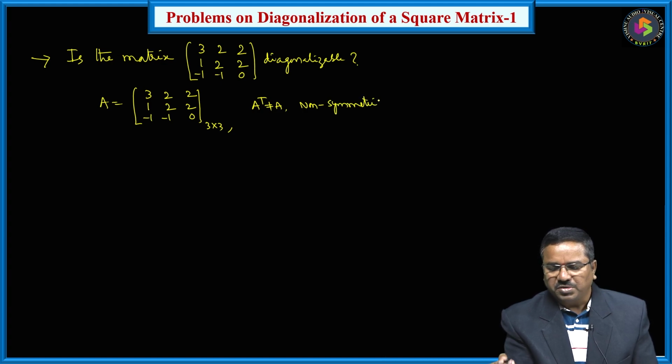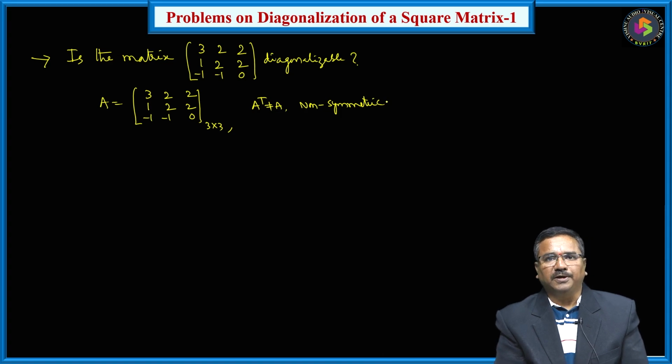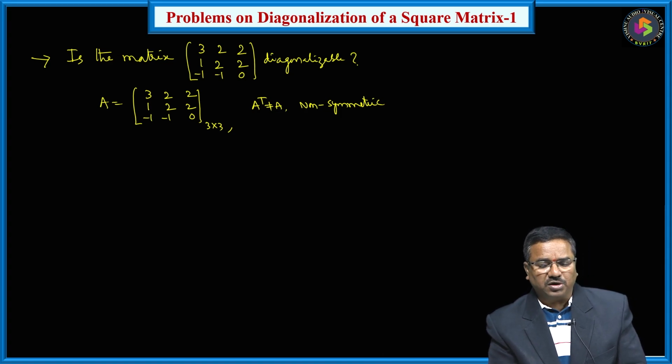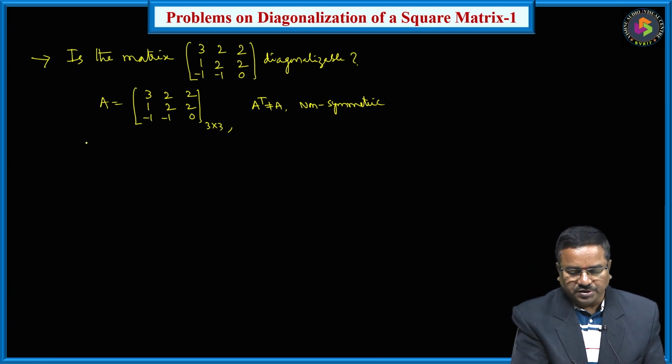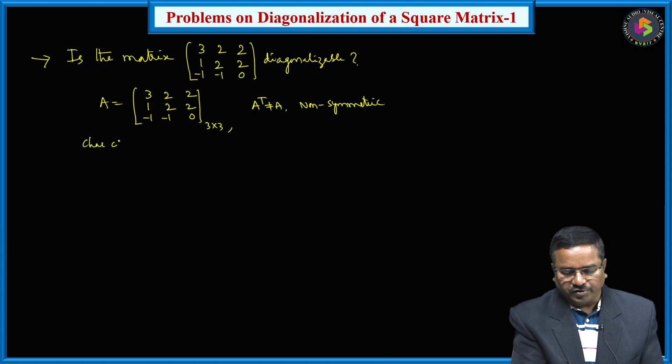Non-symmetric. But for a non-symmetric matrix we cannot say directly whether it is diagonalizable. If symmetric, we can directly say it is diagonalizable. Compulsorily, what would we do? Find the eigenvalues. For that we need to compute the characteristic equation. What is the characteristic equation of the matrix?